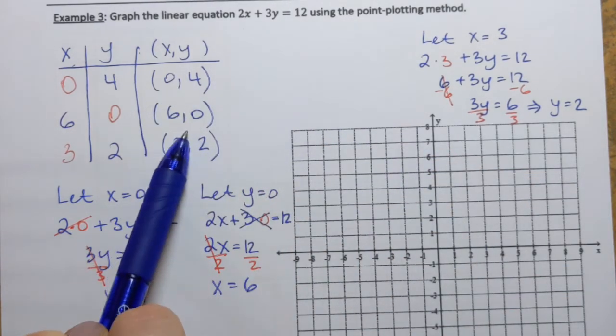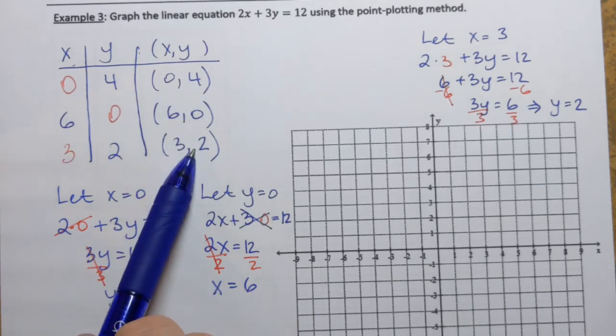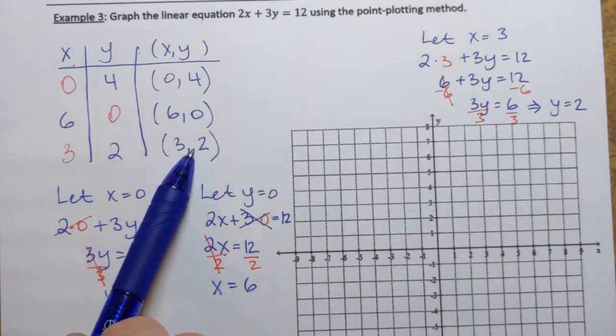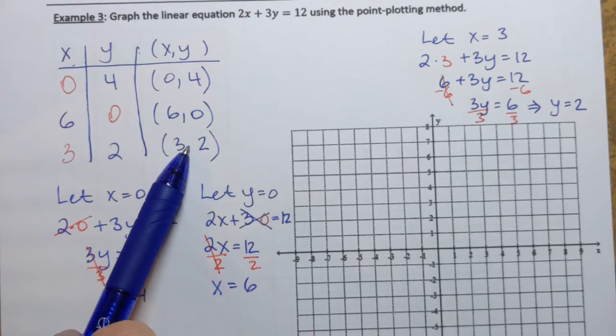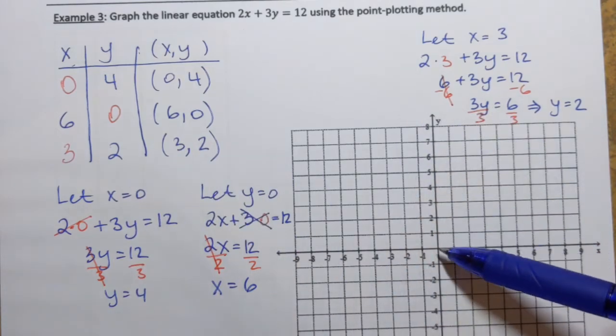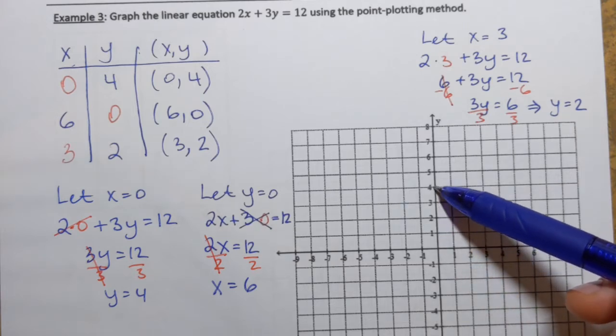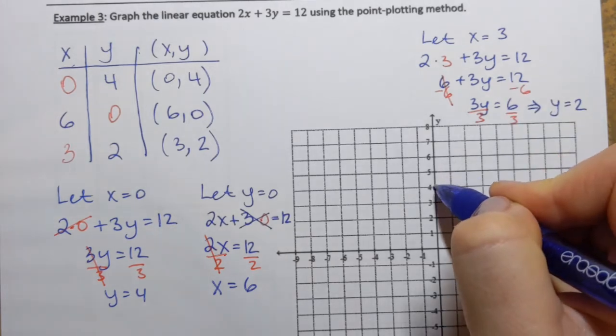And if they all align, once I plot them, if they're all going to be on the same line, it means that I calculated them all correctly. Well, let's plot them. That's the next step. 0, 4. So it corresponds to 0 on the x-axis and 4 on the y-axis. So that point is here.